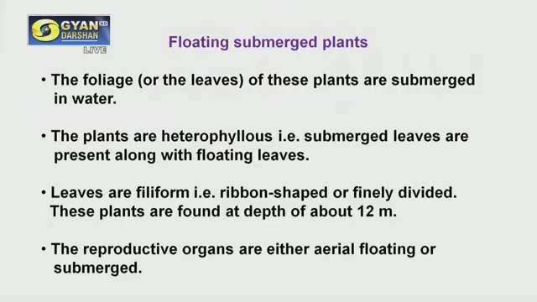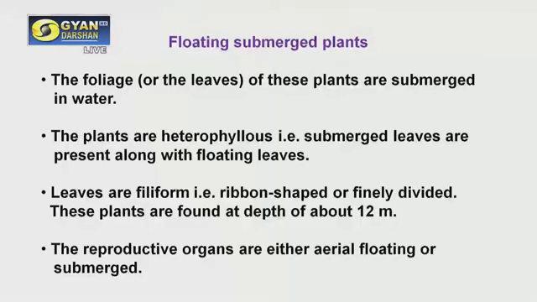Next group is floating submerged plants. What is the difference? The difference is that these plants are also floating, but they are submerged. That means they are attached. In the earlier case, it was not attached. There was no attachment directly, but here they are also submerged. That means leaves are submerged in water. Foliage or leaves of these plants are submerged in water. The plants are heterophyllous, that is, submerged leaves are present along with floating leaves. This is very interesting. They have two different forms of leaves. One type of leaf which is floating leaf, and the next category there are some leaves which are submerged leaves.